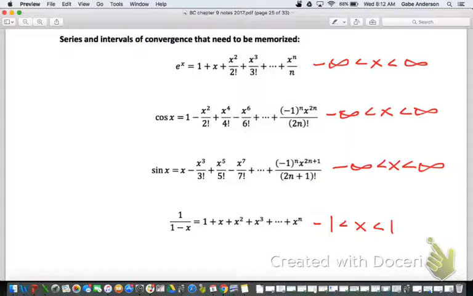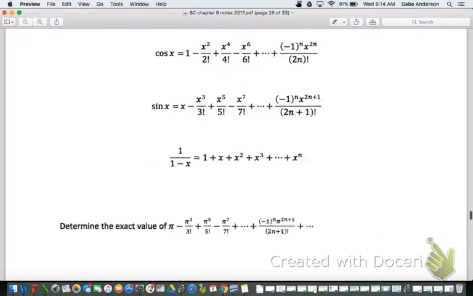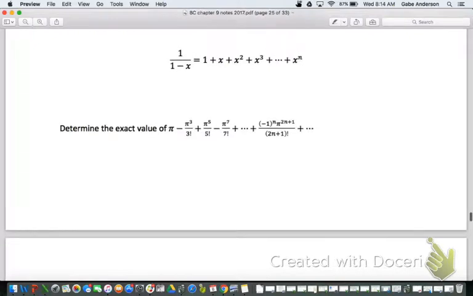This is just a brief way of seeing how this could be useful. We'll certainly look at others in this video. So this right here at the bottom of that page says determine the exact value of pi minus pi cubed over 3 factorial plus, dot, dot, dot. You can see all that there. It gives you the nth term as well to this particular series.